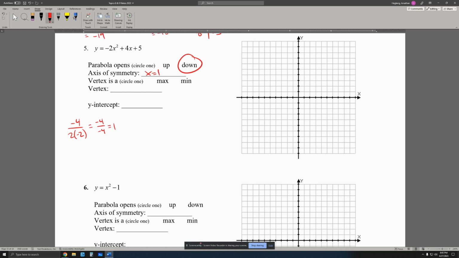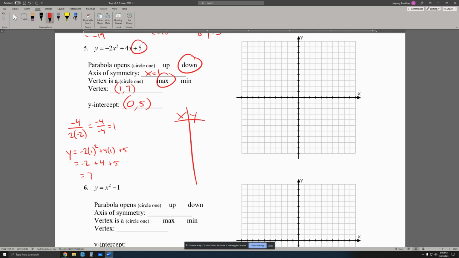Next up, our vertex. Because this is opening down, our vertex is a max. To find our vertex, we're going to plug in x equals 1 into our equation. So y equals negative 2 times 1 squared plus 4 times 1 plus 5. This is equal to negative 2 times 1, which is negative 2, plus 4 plus 5. This is equal to 7. So our vertex is 1, 7. Our y-intercept, again, is that constant term, 0, 5.